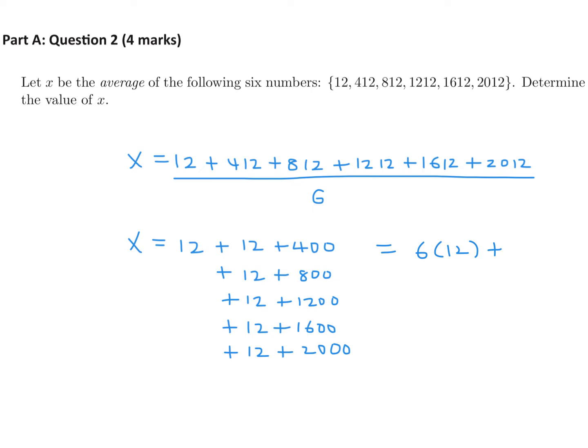So that is about 6,000. So there you go. And then divide by 6. And then this is now just 12 plus 1,000, which is 1012. So in any kind of method that you choose, the answer should be this.